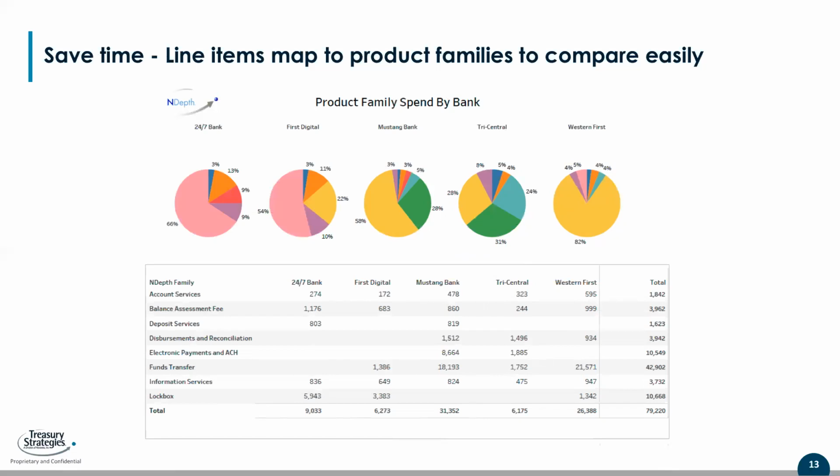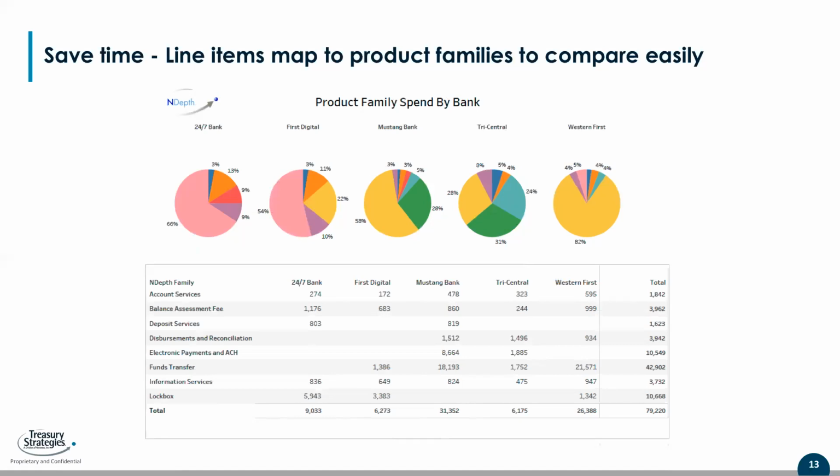We've built that into the artificial intelligence and machine learning that's employed in NDepth so that when your account analyses, either your electronic PDFs or your 822s, either one, come into NDepth, they are automatically read and ingested and applied into the relevant product families. So automatically, these kind of reports that show you bank by bank how you're allocating your spend can be produced. And we've got the pie chart visual version and we've got the tabular version as well.